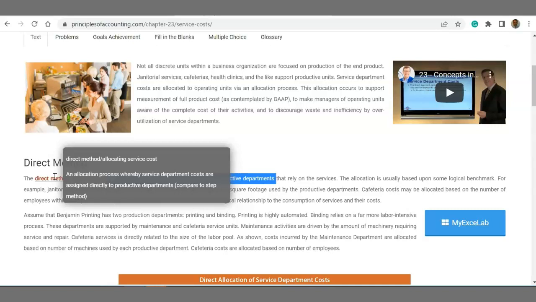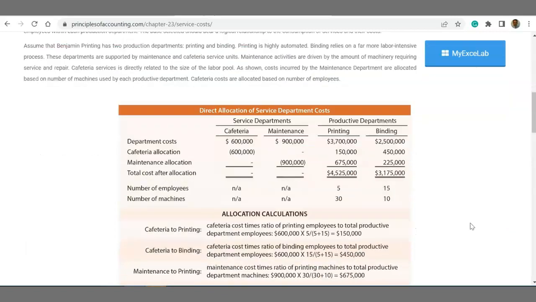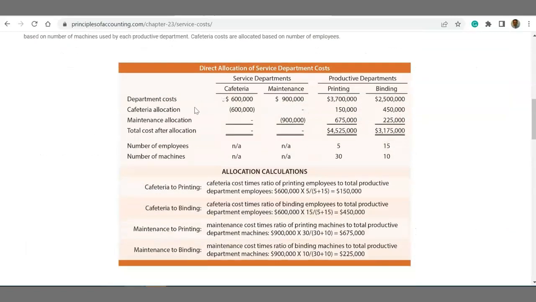So let's look at a visual example here. That's a good one. Here we have two service departments. Every department obviously has some cost, right? A service department is not in charge of generating income or something. They are just in charge of providing services to the whole company, right? So they have some cost.